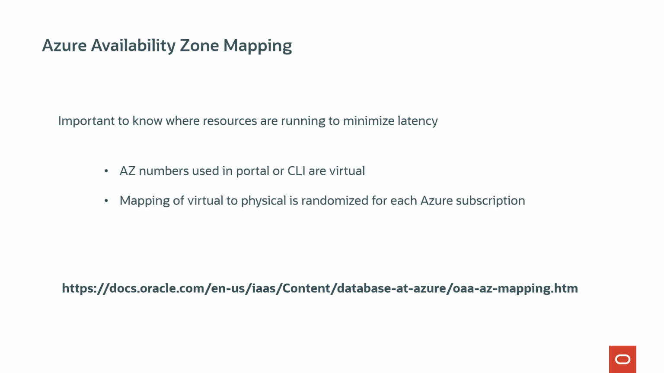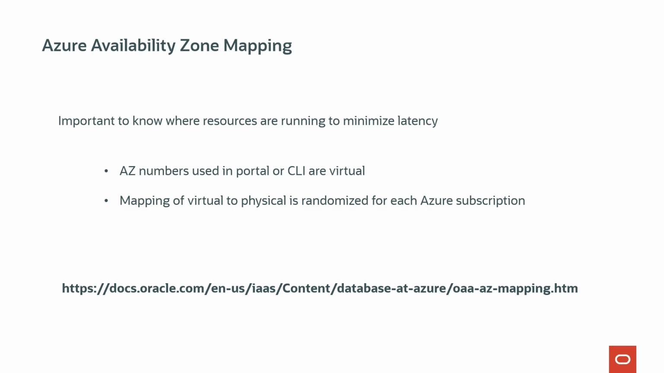In Azure, each Azure subscription has a different mapping of the virtual availability zone numbers that you see in the portal or when you use the command line interfaces to the physical availability zone. So if you have two subscriptions, then that mapping is different, and therefore if you have an application in subscription A and a database in subscription B, you will want to find out what the physical mapping is so that you can make sure that they're physically in the same place, that you're not accidentally choosing the same logical number for both, and that ends up being a different physical location.